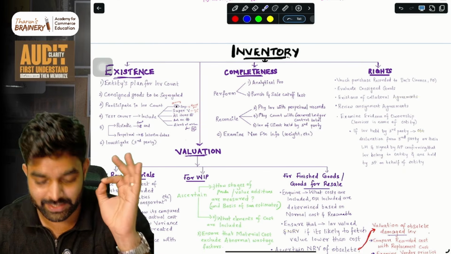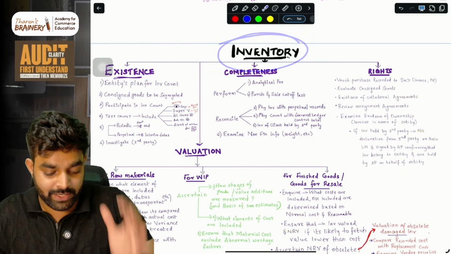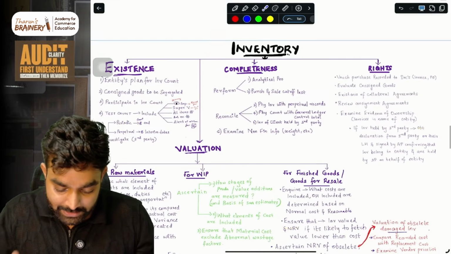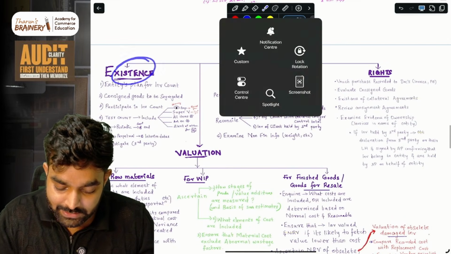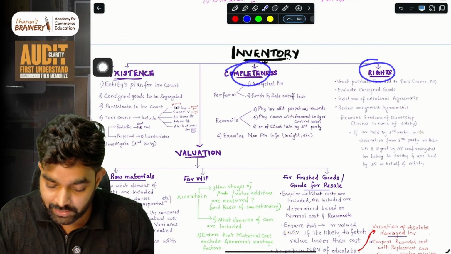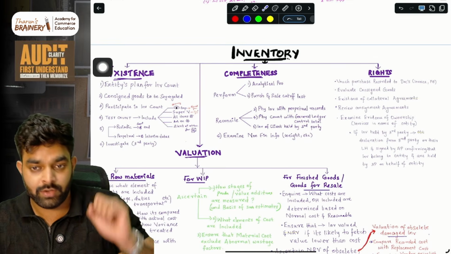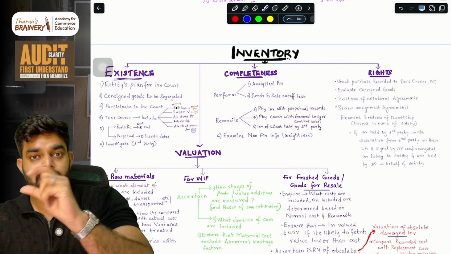So you guys are lacking a structure in that. That is why you are considering inventory difficult. So let's go with inventory. Basically understand we have this much: we have to learn about the existence, then completeness, then rights, then valuation. Four assertions. Okay, so in the balance sheet there is an item called inventory.